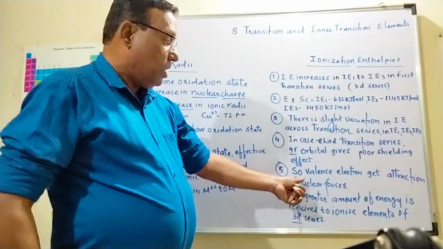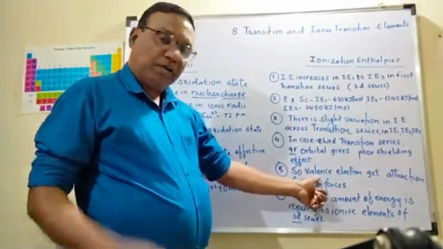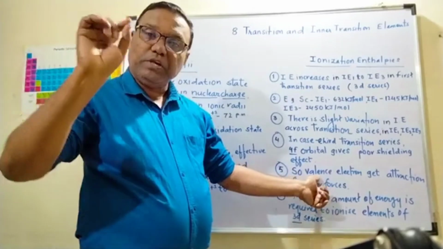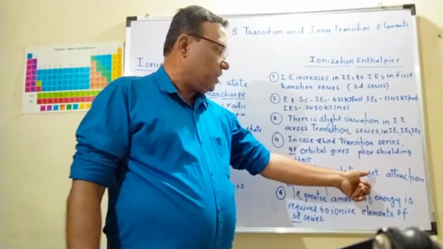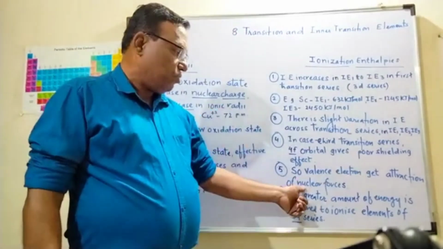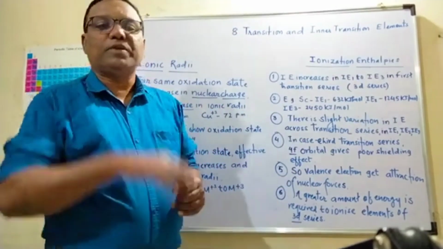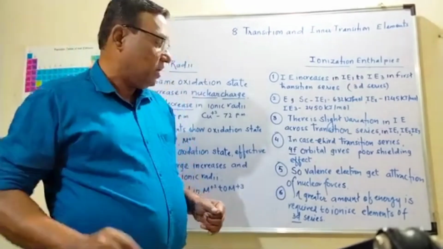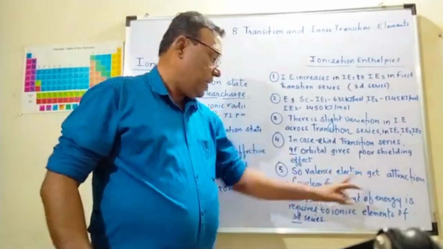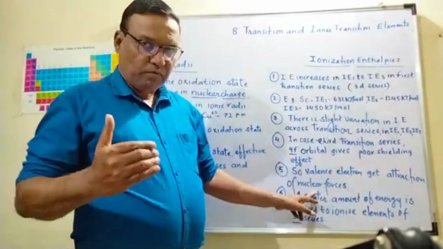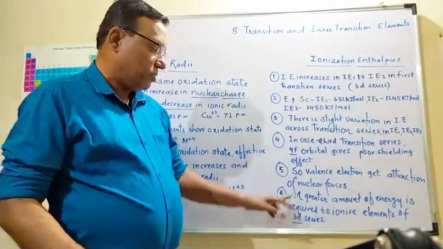Point number 5: due to the poor shielding effect, the valence electrons, the electrons present in the outermost orbit, get attracted by the nuclear forces. The electrons present in the outermost orbit are called valence electrons. They get attracted toward the nuclear forces.